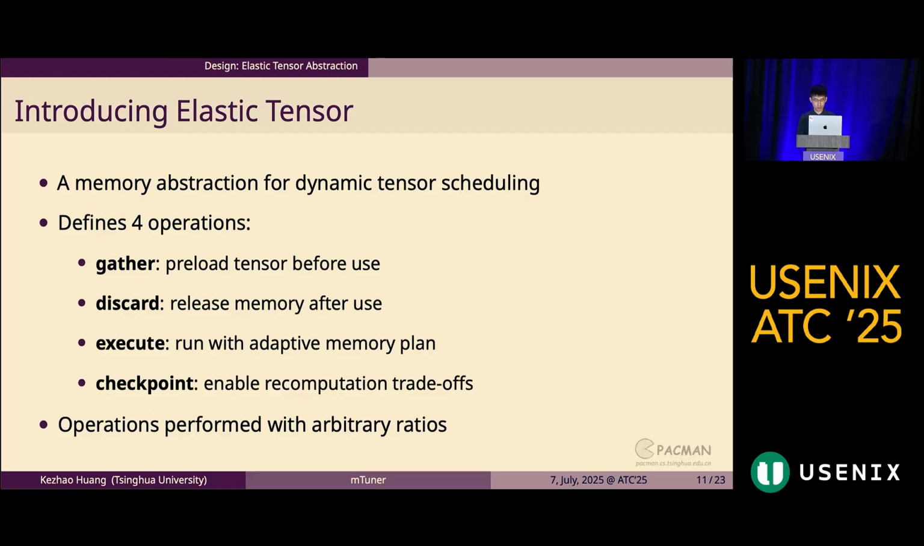four key operations. First is gather, which preloads tensors earlier for overlapping communication. Second is discard, which releases memory as soon as tensors are no longer needed. Third is execute, which runs computation with adaptive memory planning. Fourth is checkpoint, which enables recomputation trade-offs. This operation can be performed with an arbitrary ratio given fine-grained control over memory and communication.